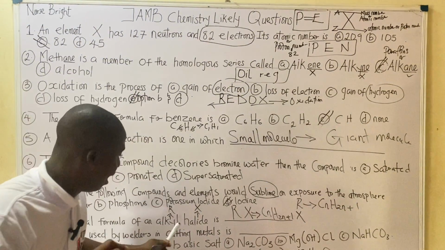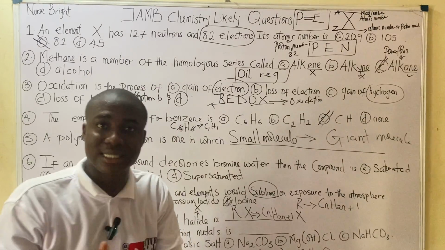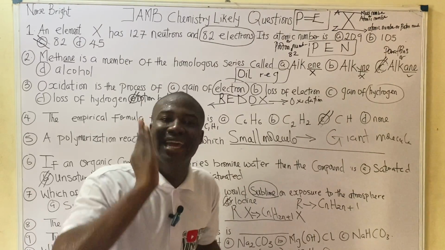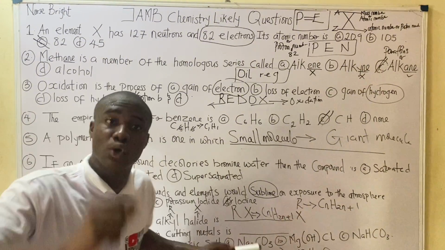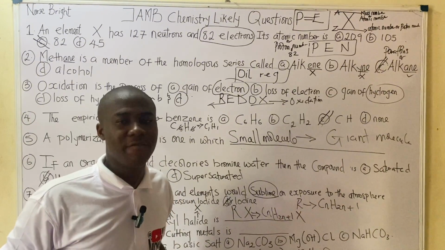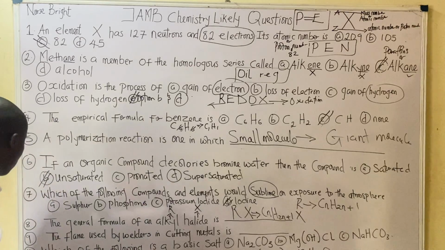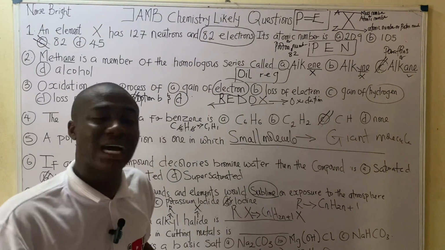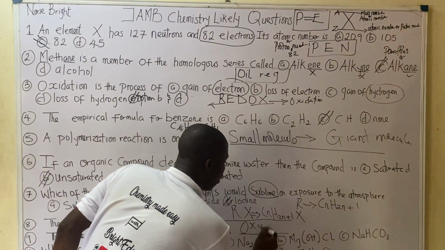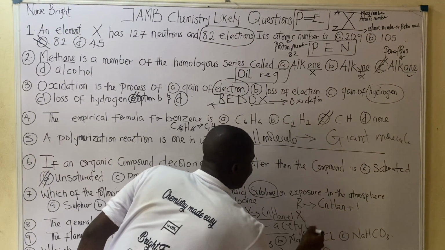Alkyl is R and halide is X. So RX, but R specifically is CnH2n+1. This is how you, when you see it, because this is a JAMB pass question, make sure you take note of them. They are very, very important. So that's for that. Question number 9 says the flame used by welders in cutting metals is called oxyacetylene flame.